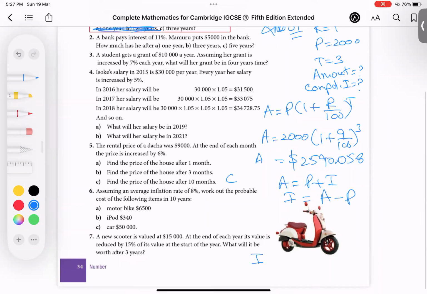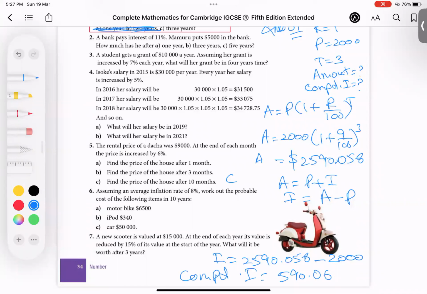So interest is equal to the final amount, 2,590.058. Sorry, one minute please. I write again because of space issue. So I is equal to amount 2,590.058 minus 2,000, and so the compound interest, we get 590.058, and we write 2 DP, so we get 590.06, because currency is always 2 DP. So this is the planning behind. I hope the point is clear, and let's go for some more.